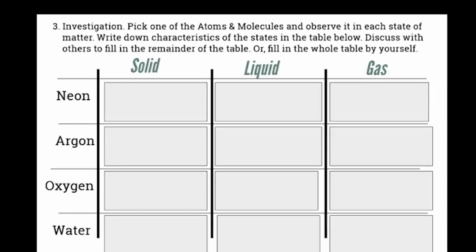Investigation. Pick one of the atoms and molecules and observe it in each state of matter. Write down characteristics of the states in the table below. Discuss with others to fill in the remainder of the table, or fill in the whole table by yourself.